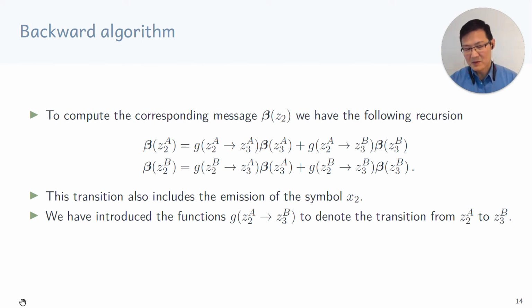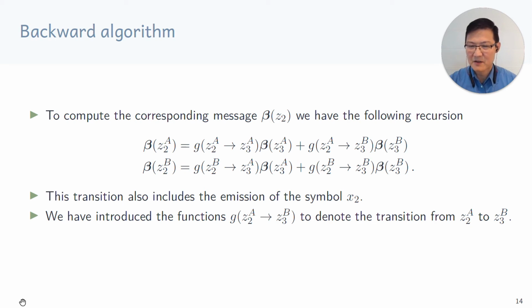So normally when we implement hidden Markov models, this function g here is decomposed into the transition probability from Z2 to Z3 and the emission probability from Z2 to x2. Okay? But here we just pack them together to simplify the notation. And again, the functions g here denote the transition from Z2 to Z3. If you look carefully at the equations here, you will note that there are 6 input nodes on the right-hand side. So there are 4 values of g corresponding to the 2 nodes Z3 and Z2 and the 2 possible states A and B. But there are only 2 nodes for beta, Z3A and Z3B.